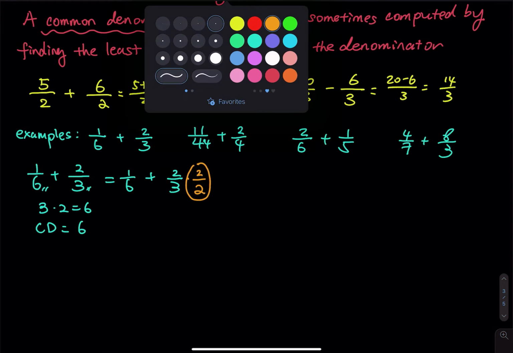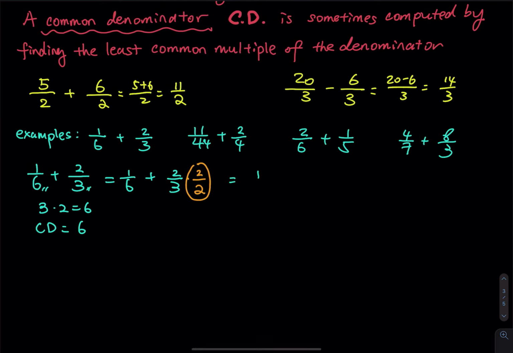Okay, we go back to the computation. So we have 1 over 6 plus 2 times 2 is 4, 3 times 2 is 6. So that is equal to 1 plus 4, which is 5, divided by 6. When you multiply two fractions, you just multiply the top and then multiply the bottom. Multiplication is easy. But for addition and subtraction, you need a common denominator. All right, so 5 over 6.